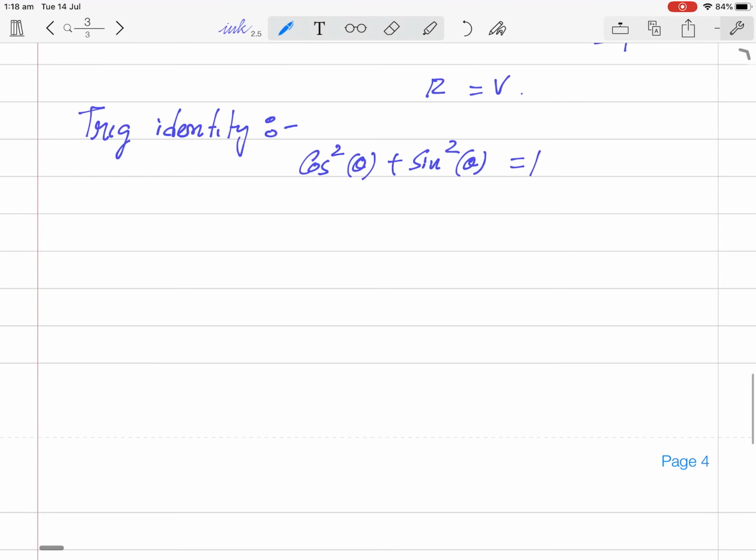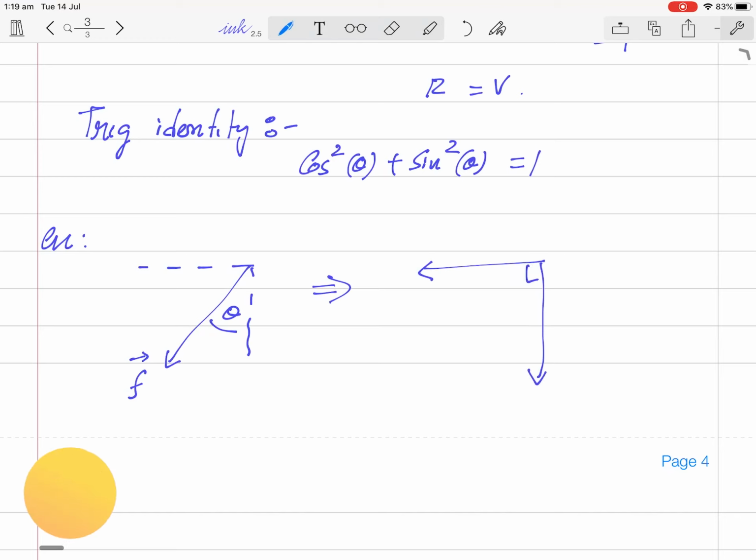So this is the identity that we used. Now, for example, if I want to resolve this force, and this is the angle given theta, I'm going to resolve it in this way: two perpendicular vectors, and towards the angle that would be F cosine theta. So this is what we need to know. The other one is going to be sin theta. Okay, so this is very important in many areas.